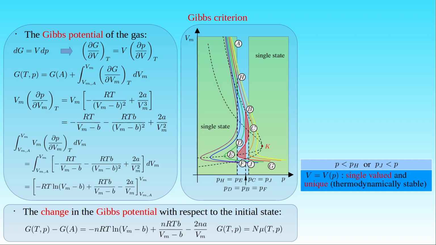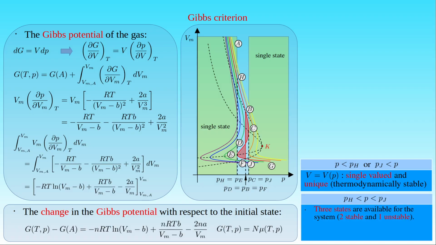However, as the pressure increases above pH or decreases below Pj, that is, P is in the interval between pH and Pj or equivalently between Pe and Pc, three states of equal pressure become available on the isotherm. The branch representing such states of the given isotherm lies within the orange region, where any horizontal line of constant pressure will intersect the isotherm in 3 points representing the three available states for given pressure and temperature.